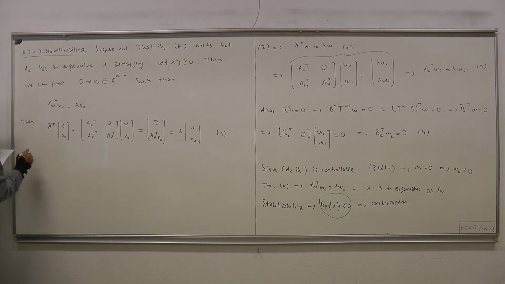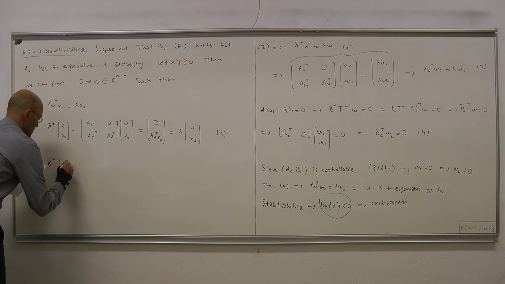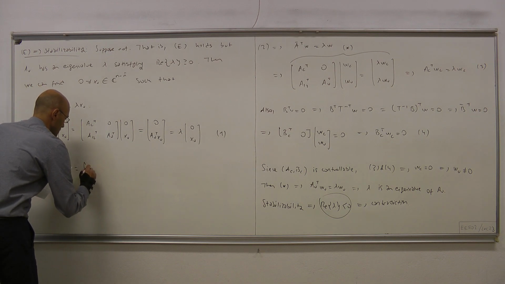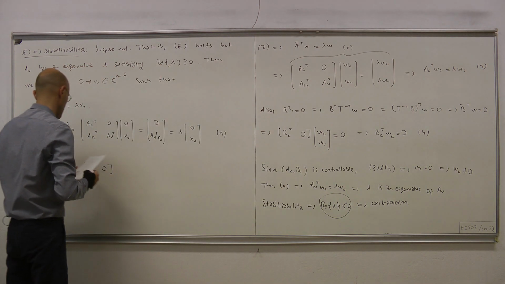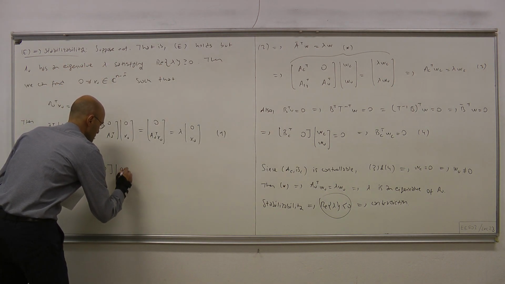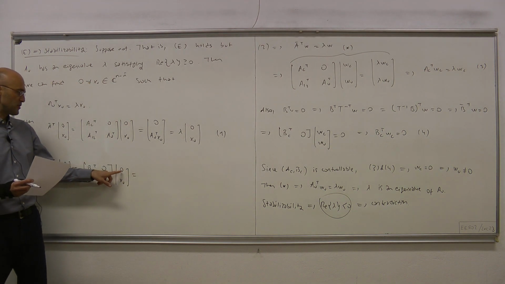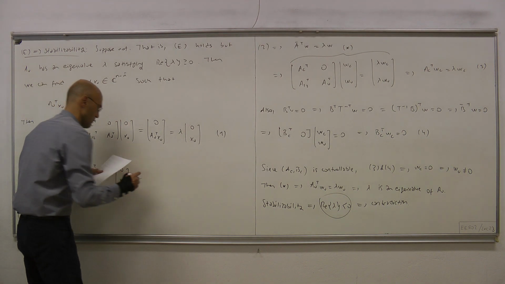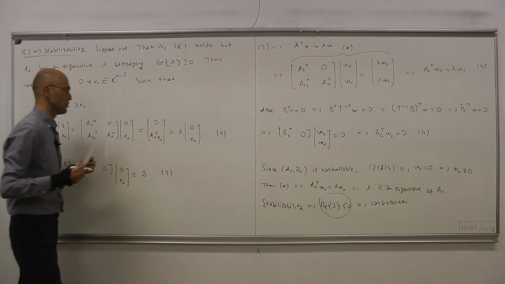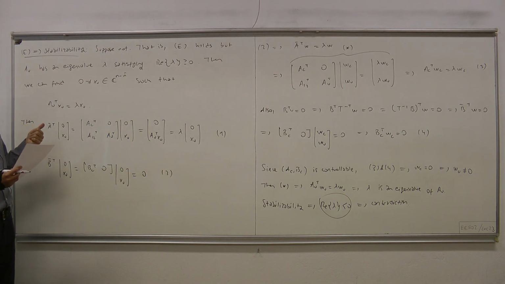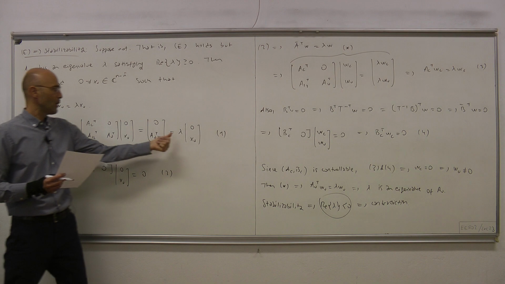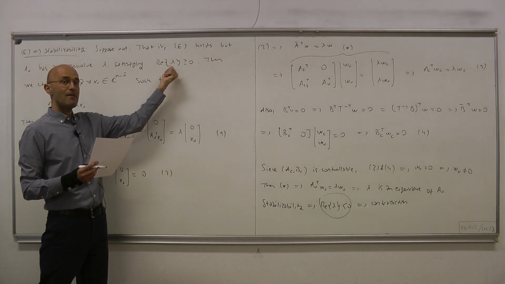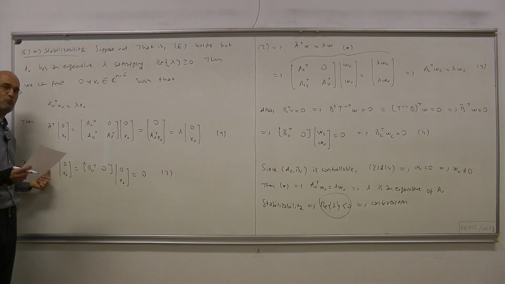Furthermore, B bar transpose times [0; XU] equals BC transpose, 0. So that's our B bar transpose times [0; XU], and that produces this times 0 plus 0 times XU, so that equals 0. So that's our equation 2. So what we have figured out is that A bar transpose has an eigenvector with the eigenvalue satisfying that, and that eigenvector belongs to the null space of B bar transpose.